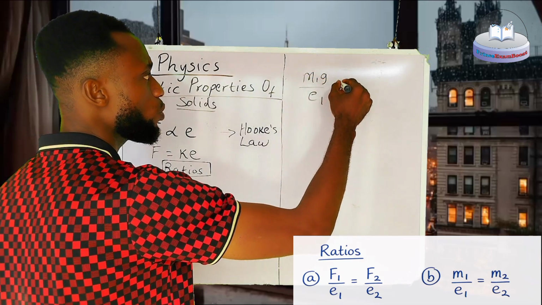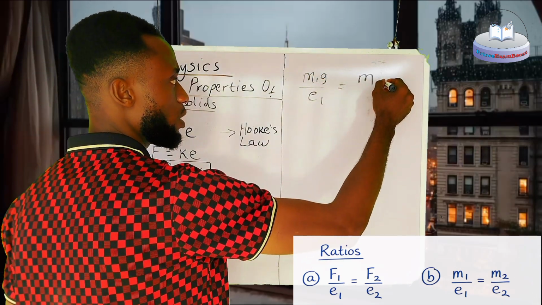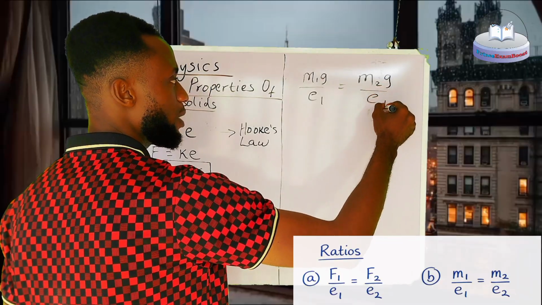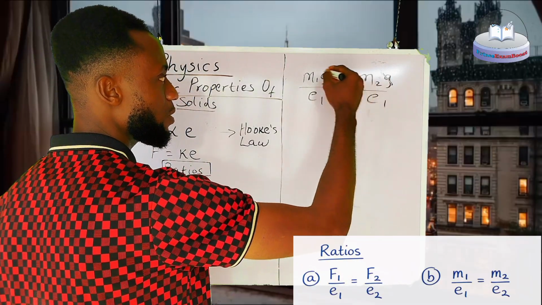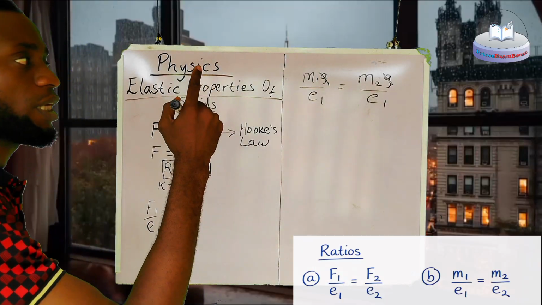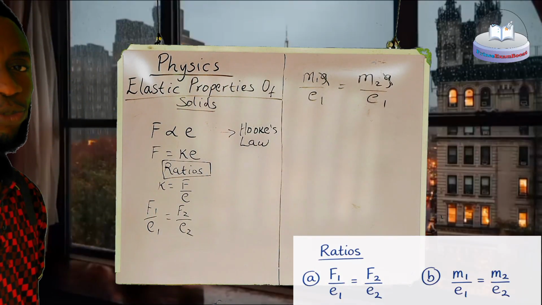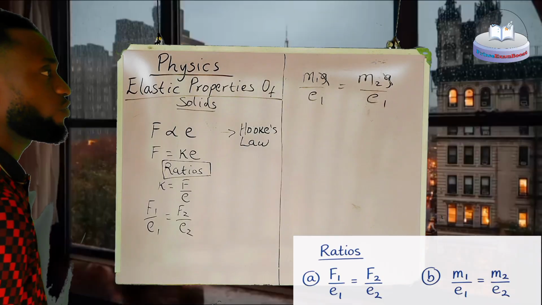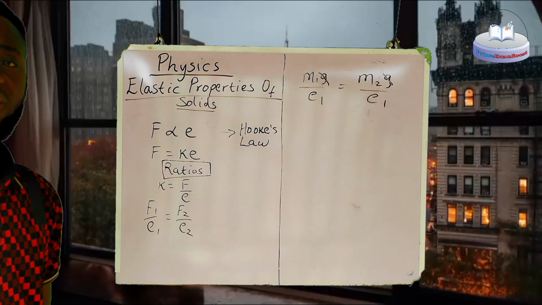So the second force is also its mass times gravity. So what that means is that gravity is common. So if I slash out gravity, we can get the second ratio that says m1 over e1 is equal to m2 over e2. So these two equations work very well for finding initial and final extensions.